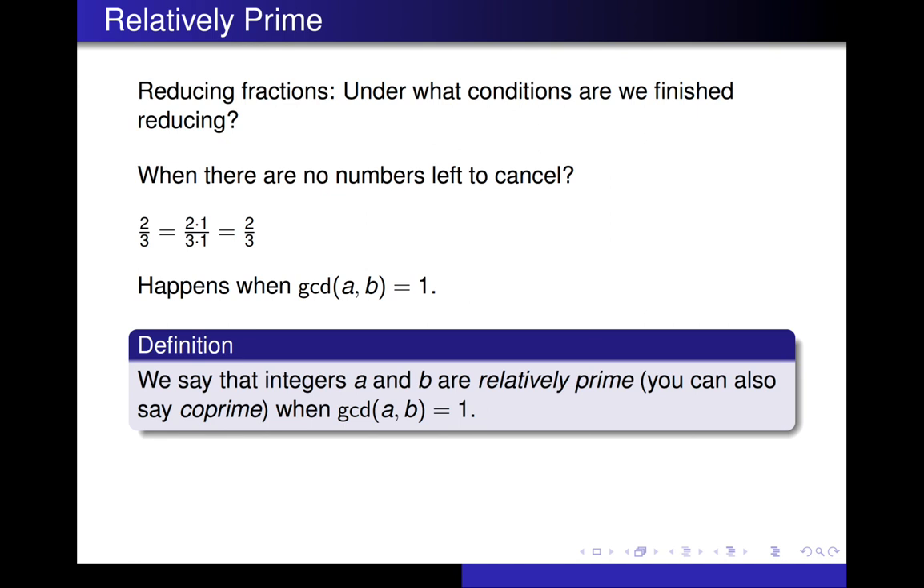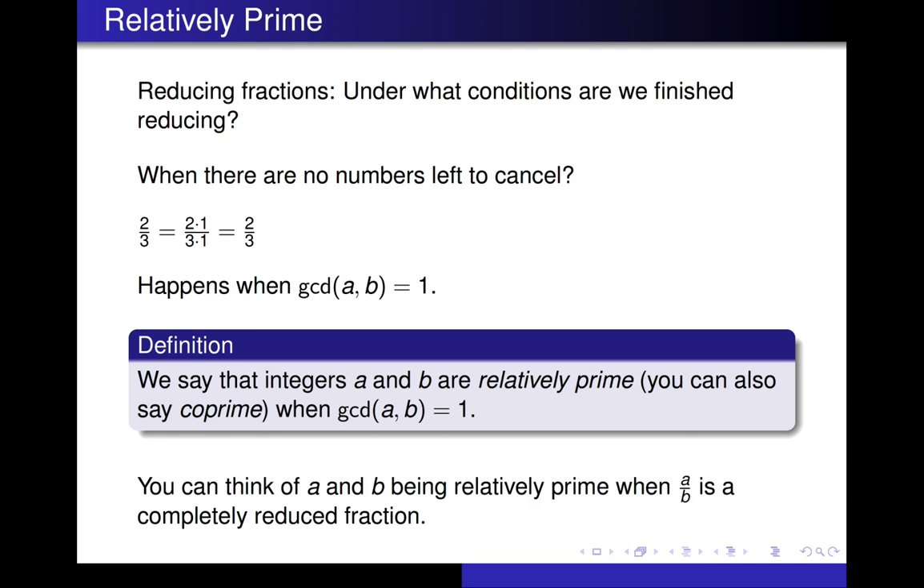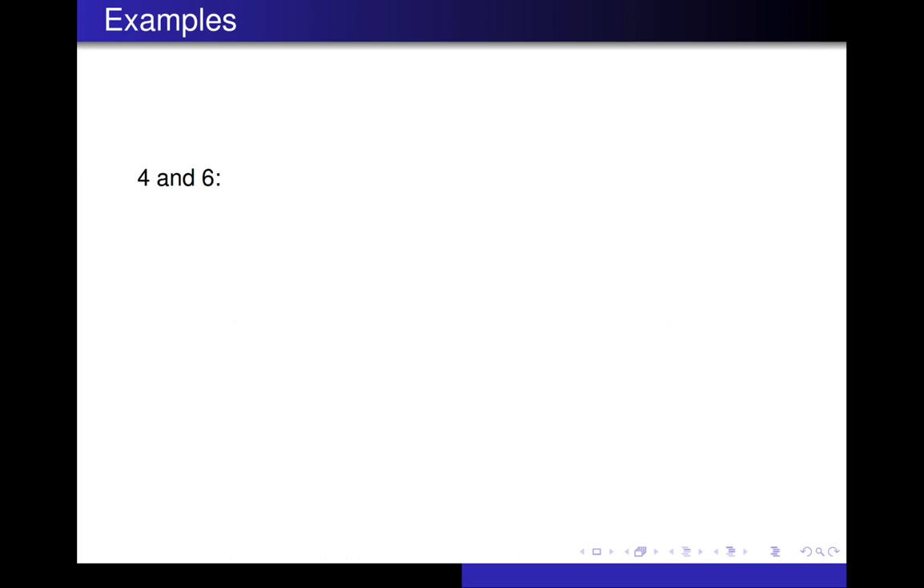So we can think of this in terms of the GCD, or if you'd rather think of it in terms of fractions, you can think of A and B as being relatively prime when the fraction A over B is a completely reduced fraction. So let's look at some examples. Let's look at 4 and 6. Are those going to be relatively prime? Well, no, they're not going to be relatively prime. They do have a common factor of 2. 2 divides into 4, 2 divides into 6, not relatively prime.